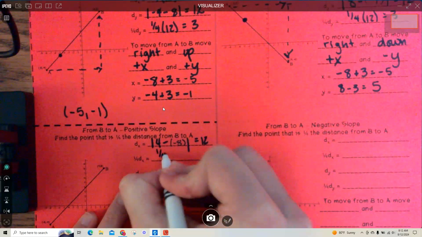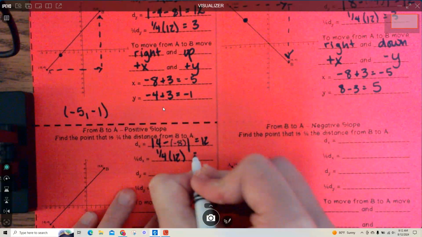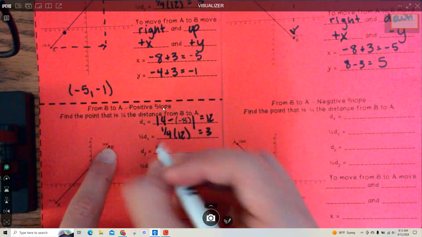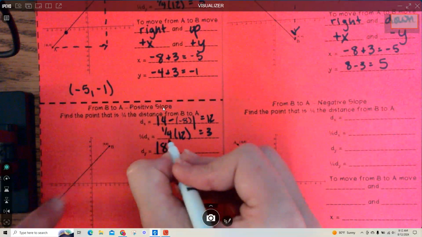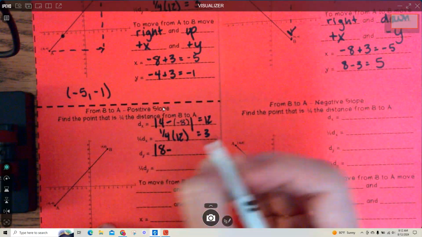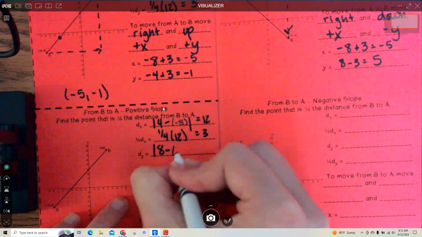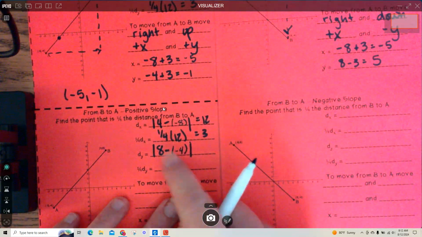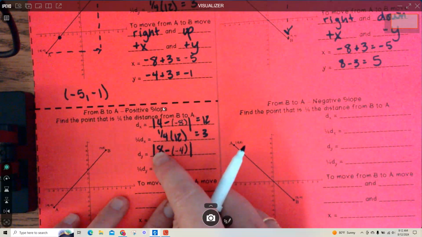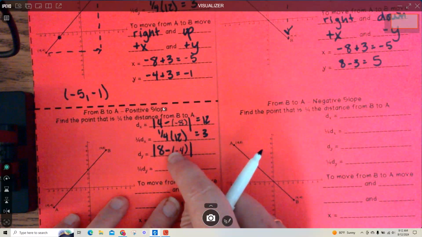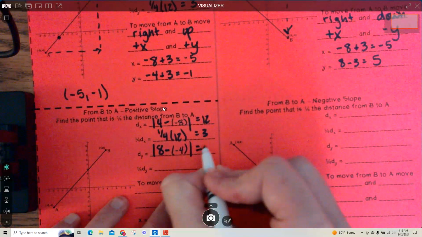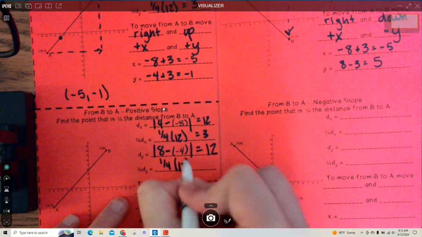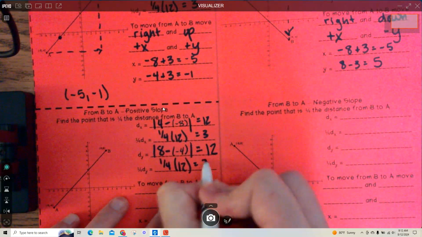And a fourth of that distance is 12. Okay? The y is here, so again, if I want to stay with the flipped, I want to do the absolute value of 8 minus a negative 4. The reason I'm writing these negatives in parentheses is so it's clear that this is subtraction and this is a negative sign. 12 again, so a fourth of 12 is 3.